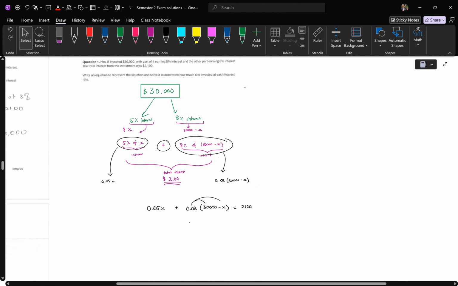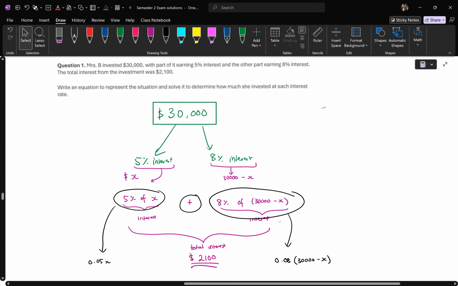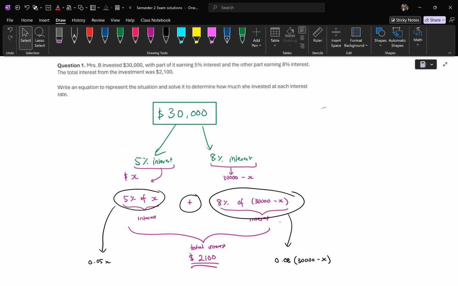Okay, so hopefully that makes sense. But just think of it as how I've just displayed it: 30,000 split up into two components, one that has 5% and one that has 8%.